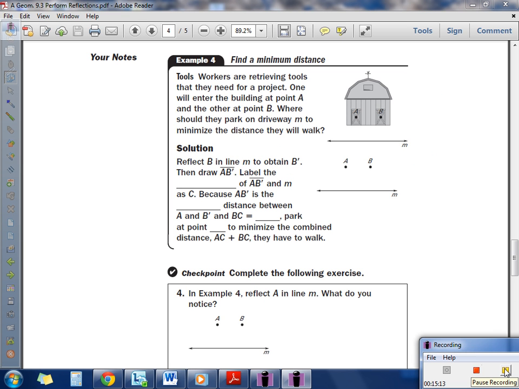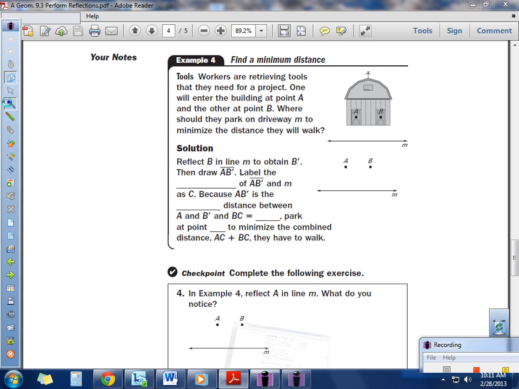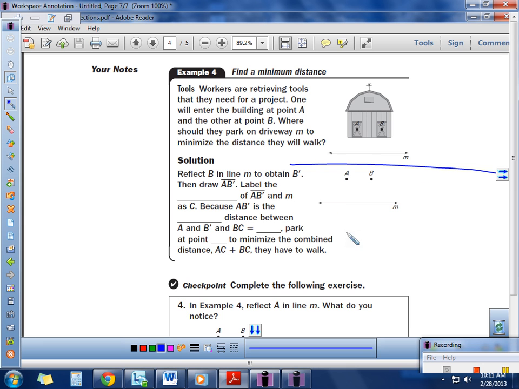All right, example 4. Now this one's kind of tricky, but this could be a good quiz or test question. So make sure to note this one. It says workers are retrieving tools that they need for a project. One will enter the building from point A, the other at point B. Where should they park on the driveway M to minimize the distance they'll walk? So here's the driveway M right here, and here they are at A and B. They've got to figure out where they should park. So what they do is they try to draw this little picture down here. They want you to focus on this because it shows the same thing up here without the barn. So you can just focus on this piece.